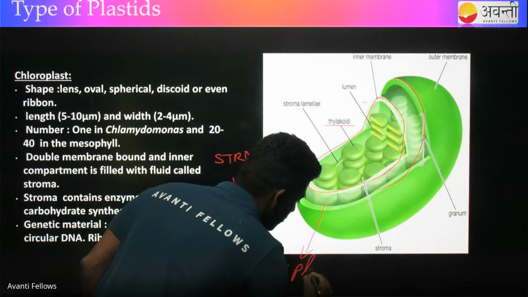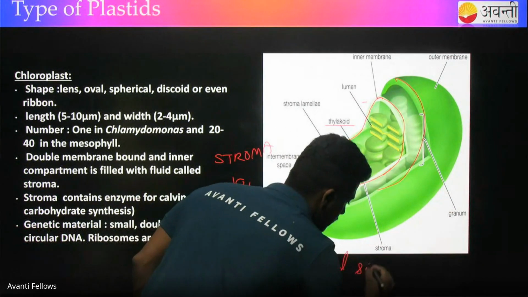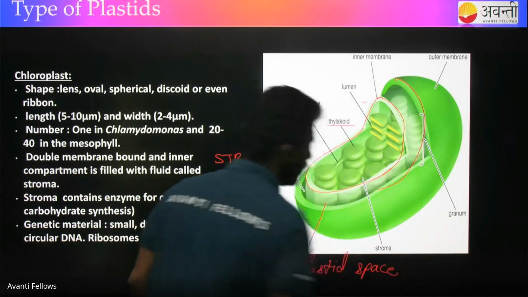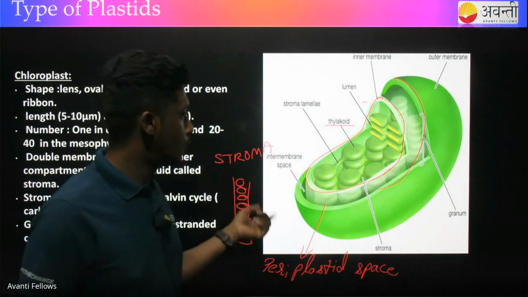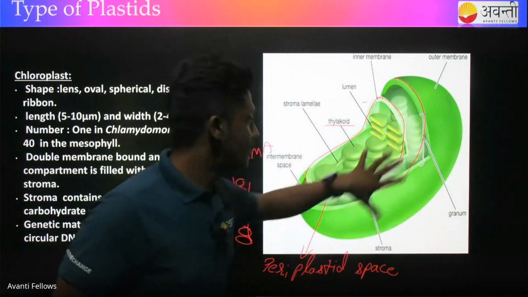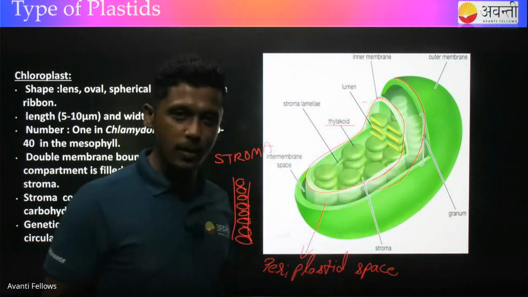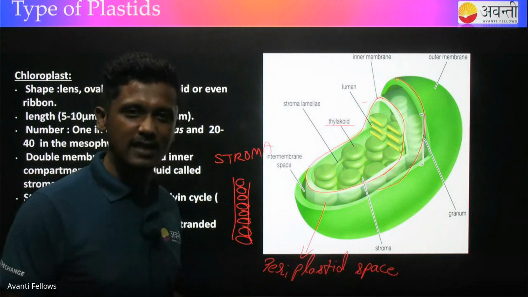Periplastid space. Now, this space is very important to regulate the transportation of substances across these membranes. And this space between the outer membrane and inner membrane is called the periplastid space.